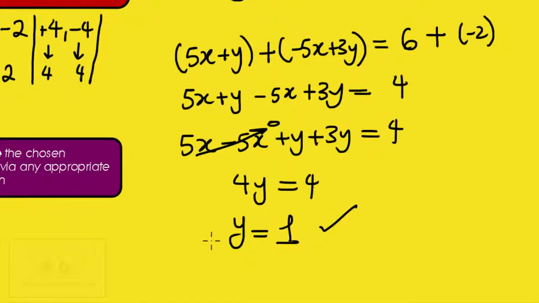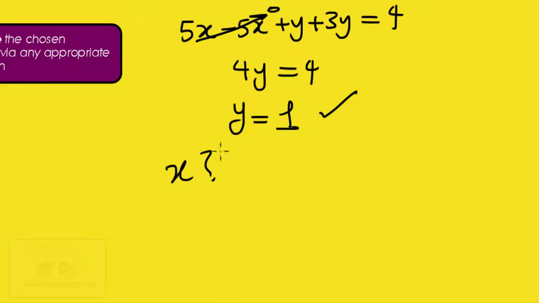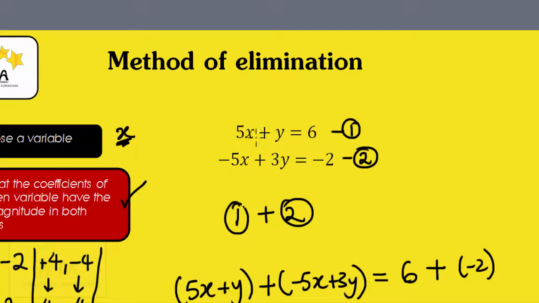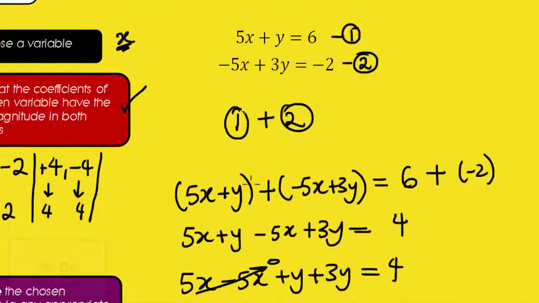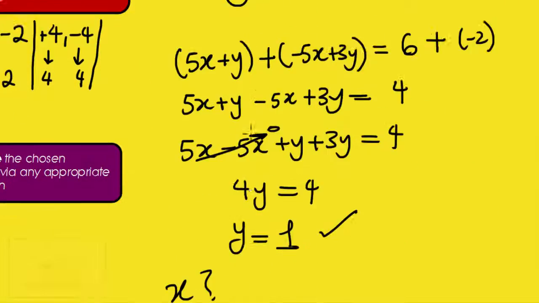So in order to determine x, what do we do? Well, we go to any equation involving x and y, so this or this, and we determine x. So going back to equation 1, which is 5x plus y equals 6.